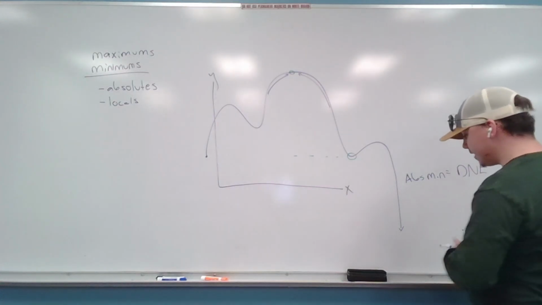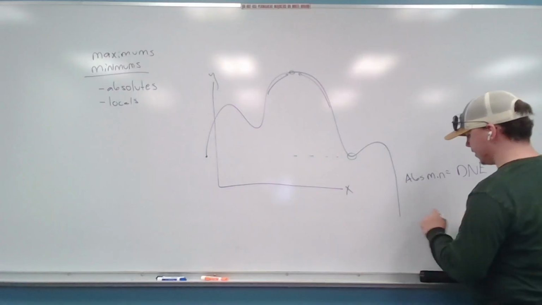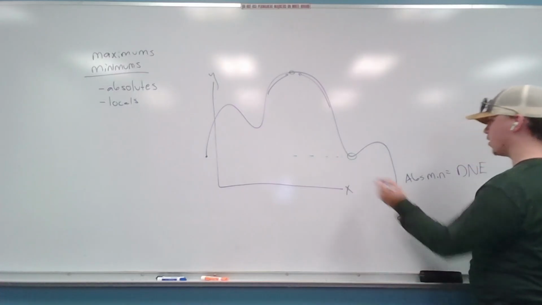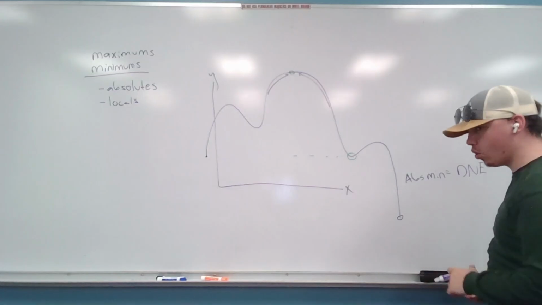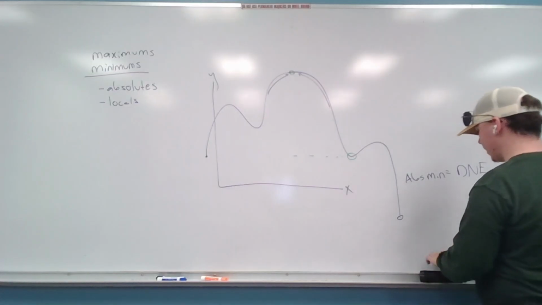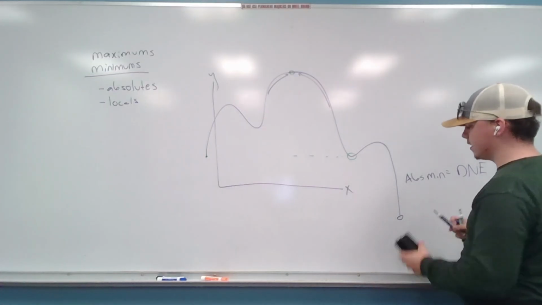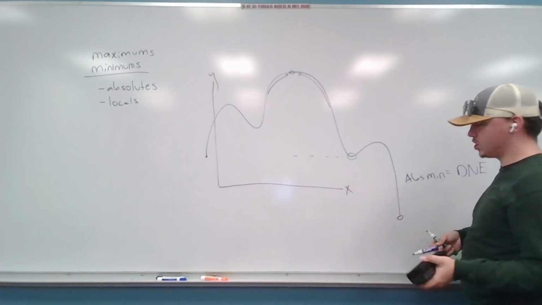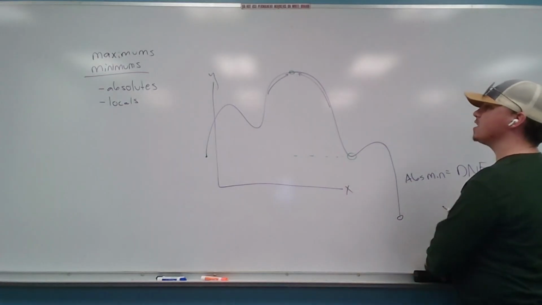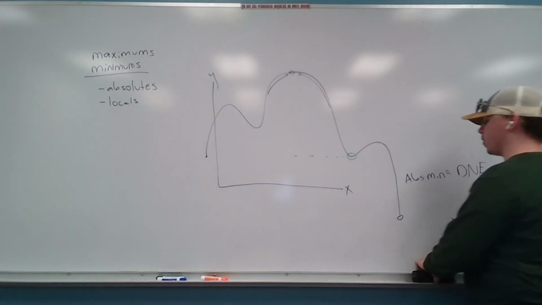So it doesn't work. Same goes if you have an undefined hole at the end. So we go, and then it gets to here, but this point, the last x value, is a hole. That doesn't work either. Partially because the limit isn't defined from this side, and partially because it doesn't actually reach a value. So that's what an absolute minimum and an absolute maximum are.